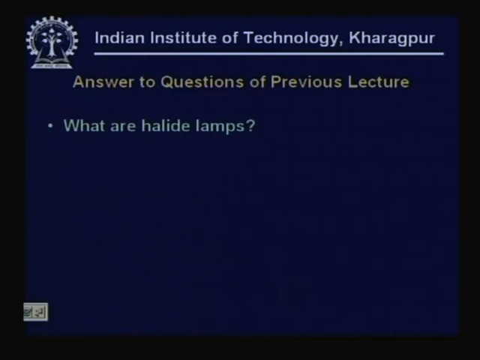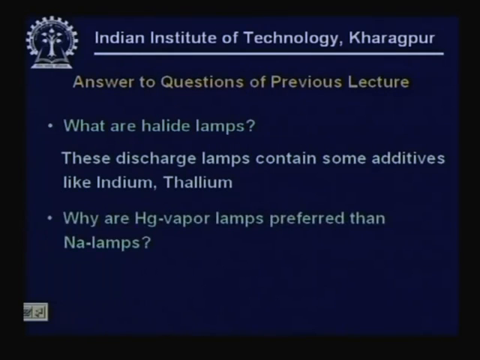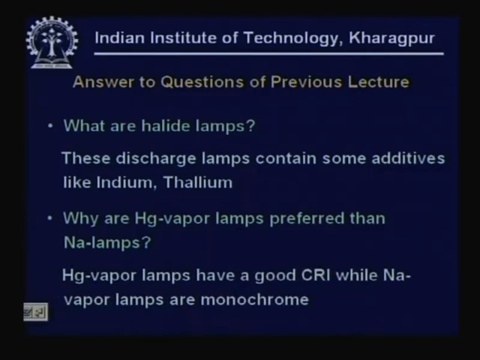Questions asked in the previous lecture, here are some of the answers to them. What are halide lamps? These discharge lamps contain additives like indium, thallium. Why are mercury vapor lamps preferred over sodium vapor lamps? Mercury vapor lamps have a good color rendering while sodium vapor lamps are monochrome. However, sodium vapor lamps are being used extensively because of their high utilization of their radiation.